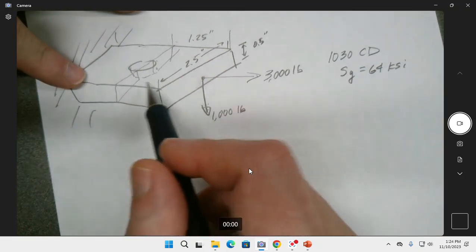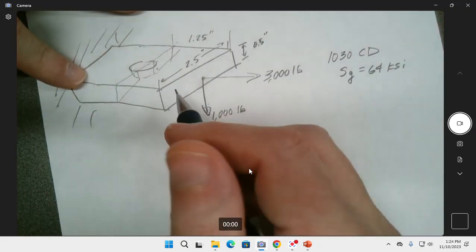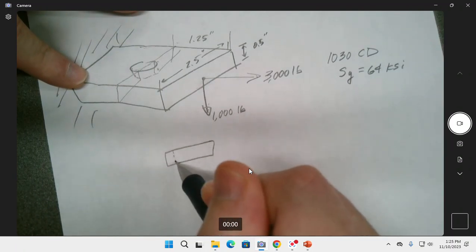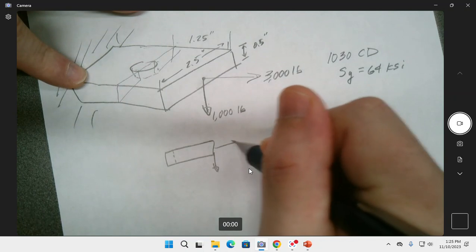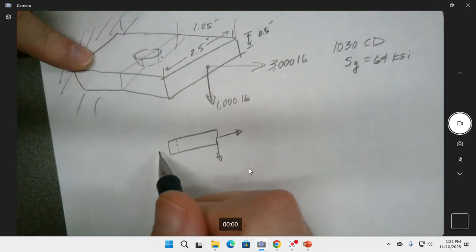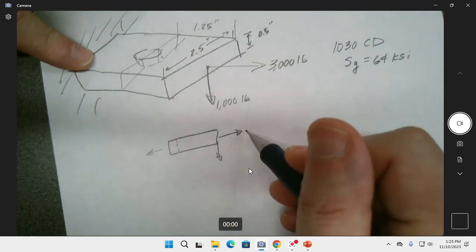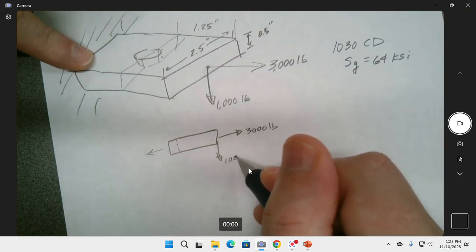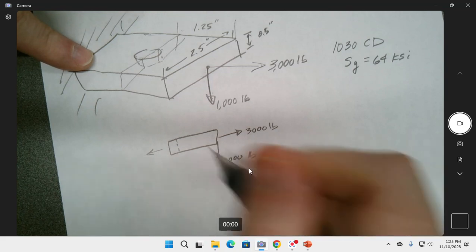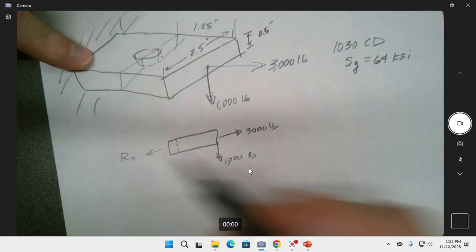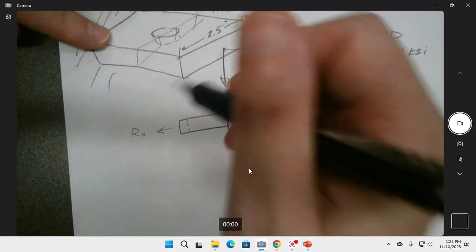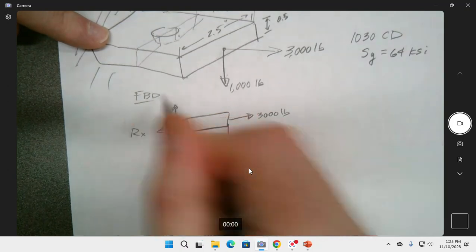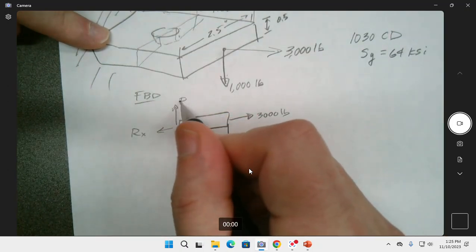So we should really do a free body diagram of this, but we don't really have to. We could go like this right here. That direction and that direction. And so we'll have a reaction here. So here's our 3,000 pounds, and here's our 1,000 pounds. And so here's our reaction in the x direction, which is 3,000 pounds, and here's our reaction in the y direction of 1,000 pounds, but we'll just call it R.